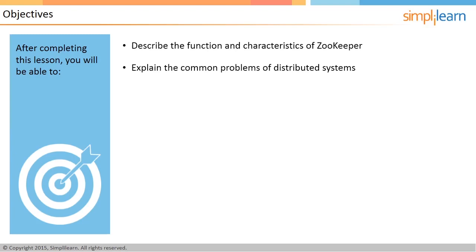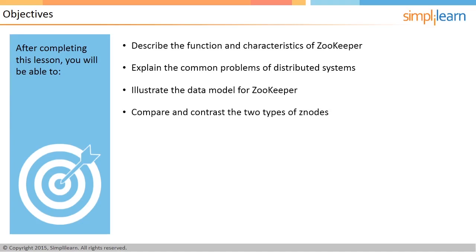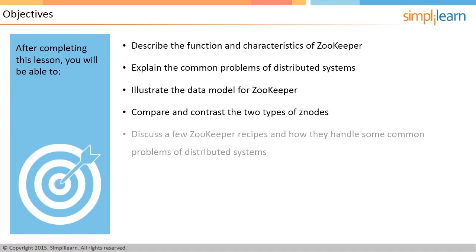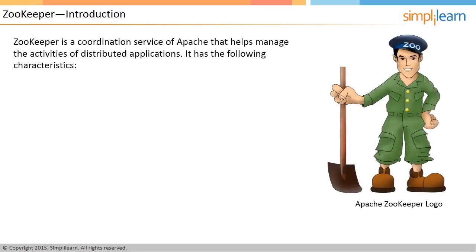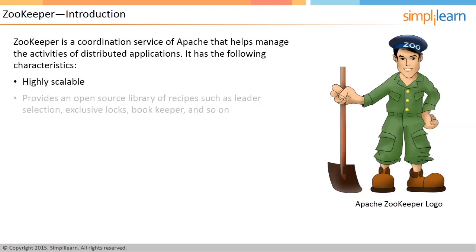Zookeeper is a coordination service of Apache that helps manage the activities of distributed applications. It is highly scalable. It also has an open source library of recipes for distributed systems, such as leader selection, exclusive locks, bookkeeper, and so on. These recipes facilitate building relationships between distributed processes and applications. One of the main features of Zookeeper is that it helps handle partial failures in distributed systems.